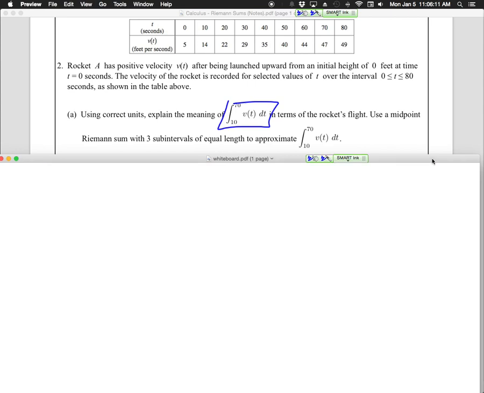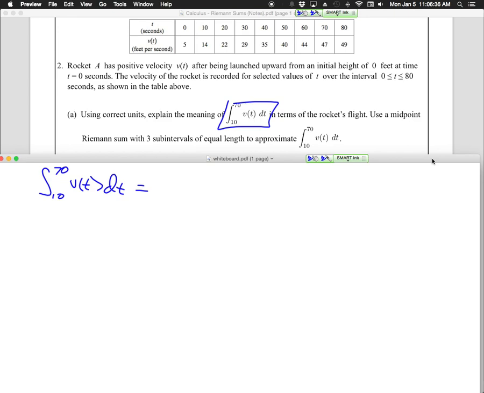Alright, so now it says use a midpoint sum with 3 subintervals of equal length to approximate the definite integral from 10 to 70 of v of t. Why does this say 80? Are we not on B? We're still on A. My bad.